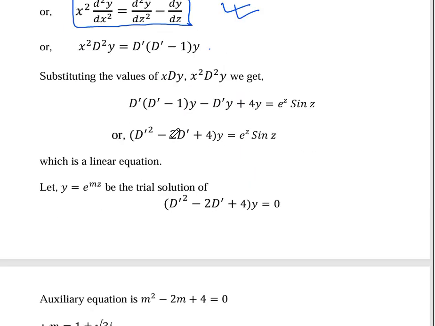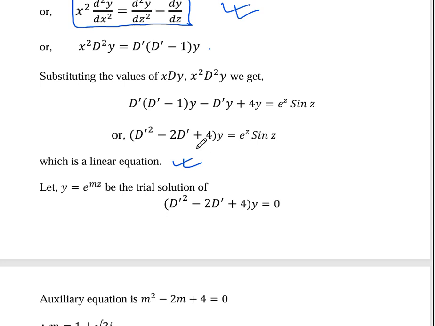After substitution and simplifying, we have (D dash squared minus 2D dash plus 4) y equal to e to the power z sin z, which is a linear equation. Now this is a second order equation, and all of you know that for this type of equation we first find the CF, then the PI.